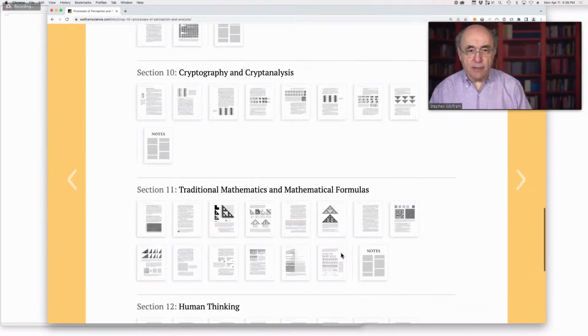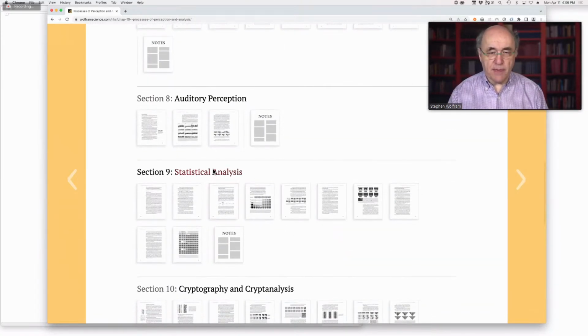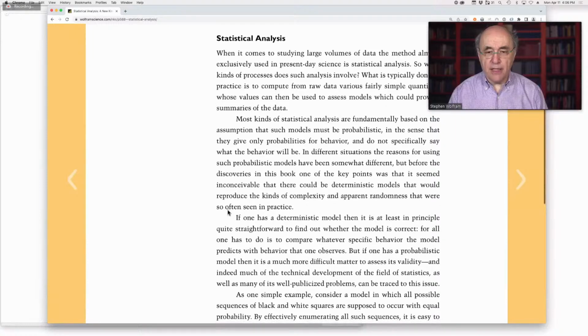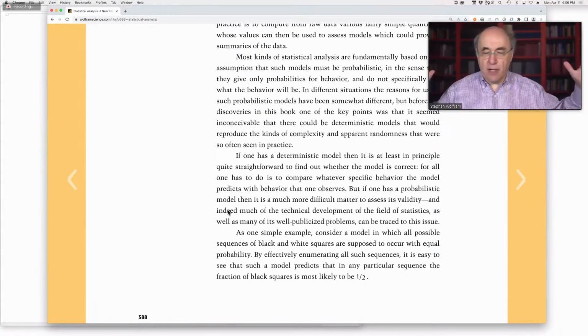All right, let me try, and I'm going to go through this a little bit faster maybe. This one is about statistical analysis. It's like, okay, you've got rule 30 and you've got this complicated pattern. Surely you can just be a statistician and say that pattern isn't really as complicated as you think.